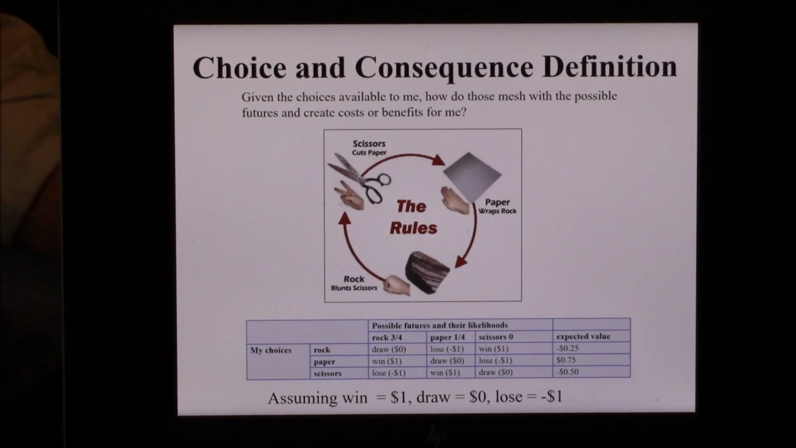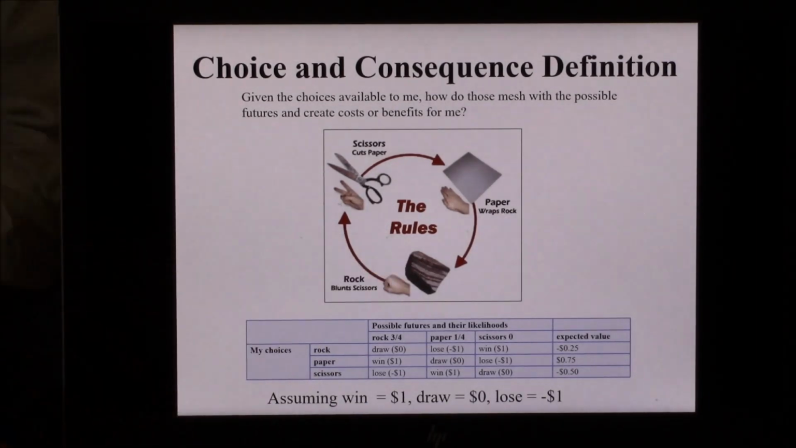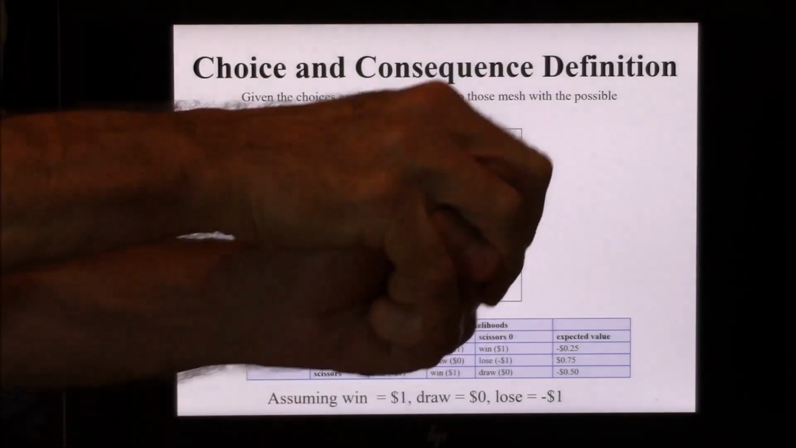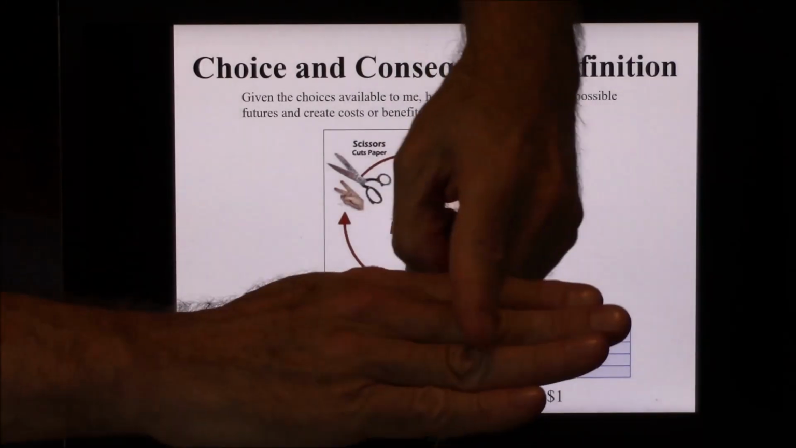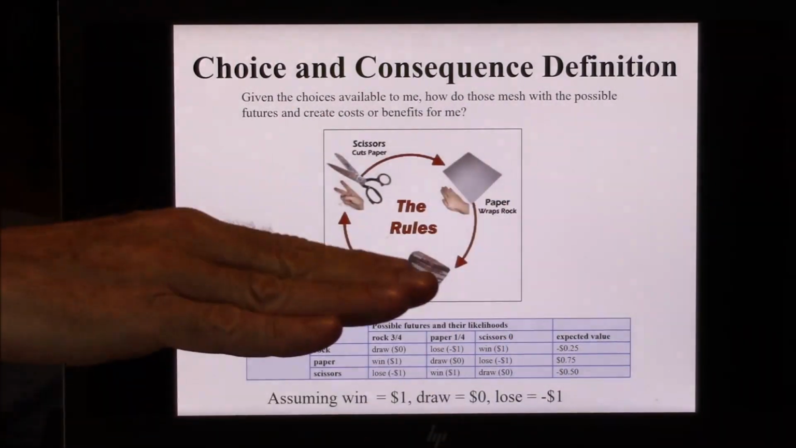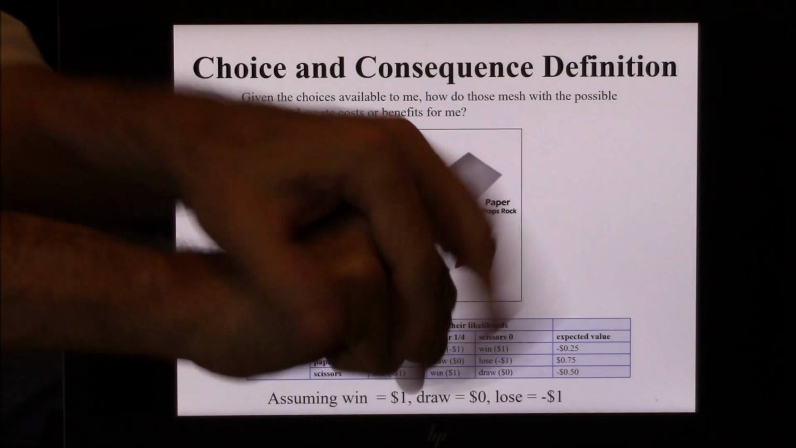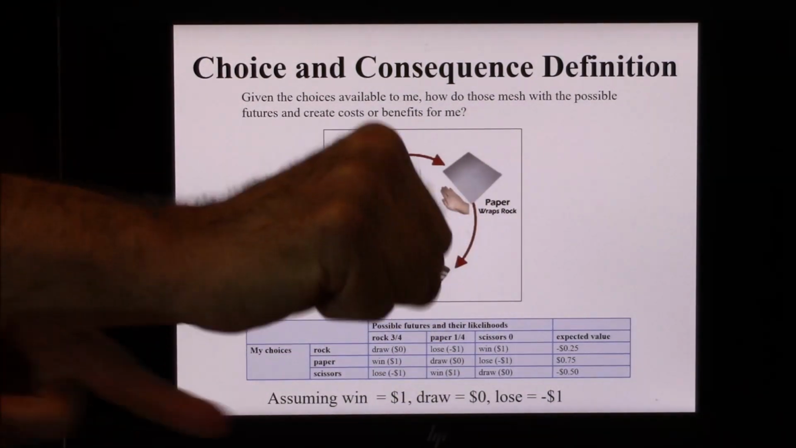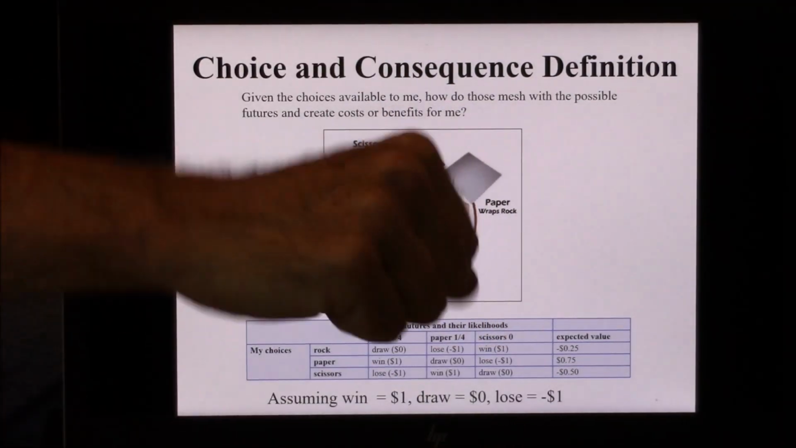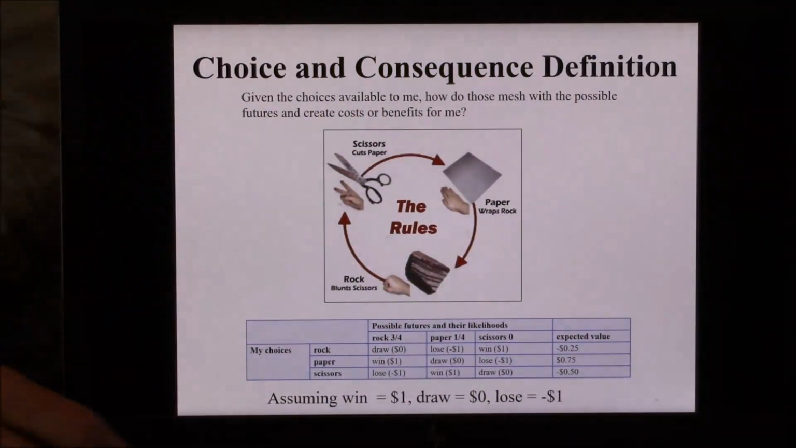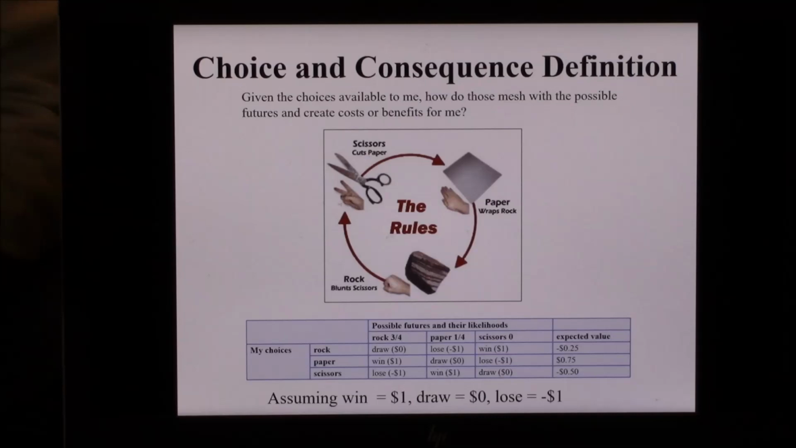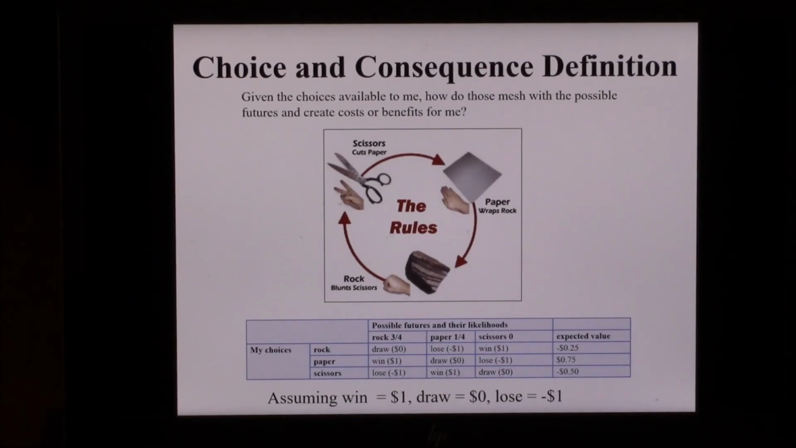Now, the rules are summarized right here: paper wraps a rock, paper on paper is a tie, and paper on scissors, scissors cut the paper. If I started with rock, I'm covered by paper. If I started with rock, though, I break scissors. And if I started with scissors, I can cut paper, but I'm broken by a rock. So those are the rules. So if you look down at the very bottom here, across the top are the possible futures.